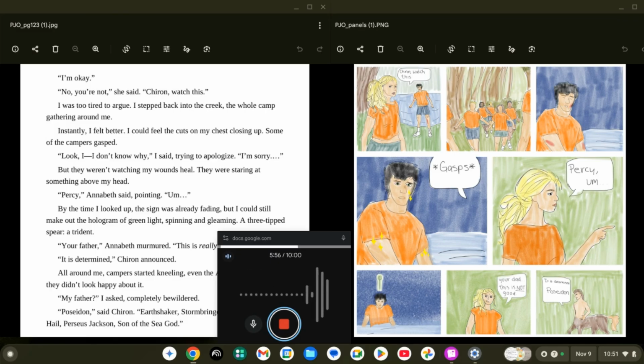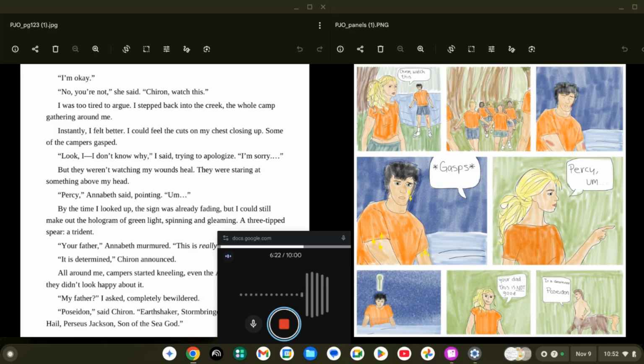So in the book, you can see it says, I could feel the cuts on my chest closing up. Some of the campers gasped. So if you see in the 3rd panel, Percy is covered in cuts and bruises and whatnot, because that's what I saw in my mind.